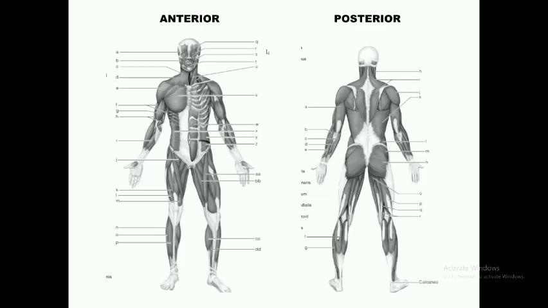So let's move on to the posterior. So this is the posterior. So number 1, gluteus maximus. So gluteus maximus is located here in our buttocks. That is the gluteus maximus. So answer is N. Next, number 2, semimembranosus is located here. That is our semimembranosus behind the knee.